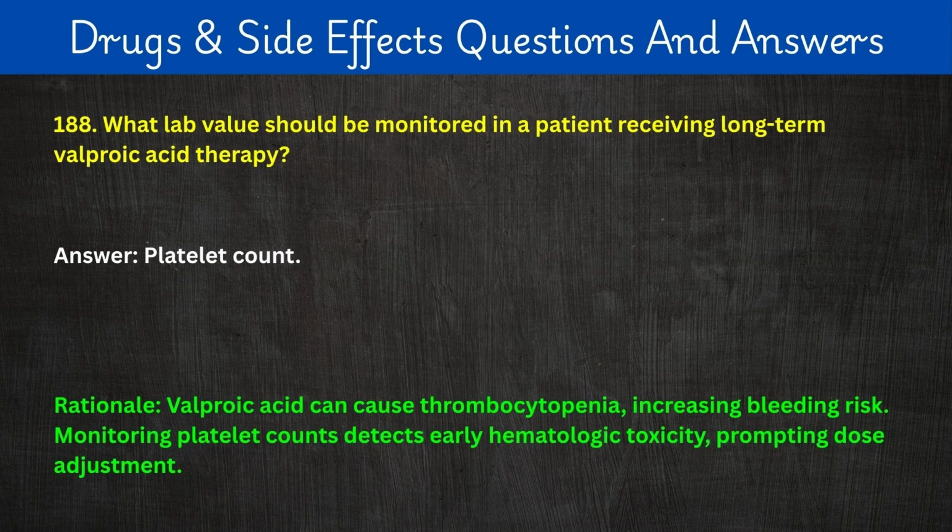188. What lab value should be monitored in a patient receiving long-term valproic acid therapy? Answer: platelet count. Rationale: valproic acid can cause thrombocytopenia, increasing bleeding risk. Monitoring platelet counts detects early hematologic toxicity, prompting dose adjustment.